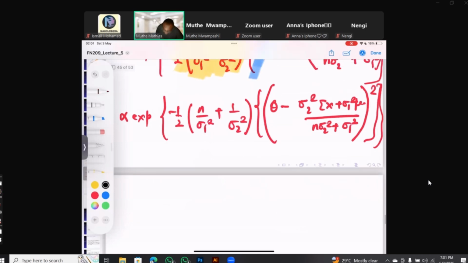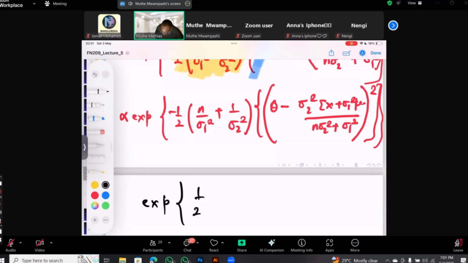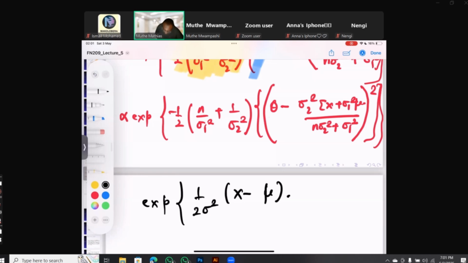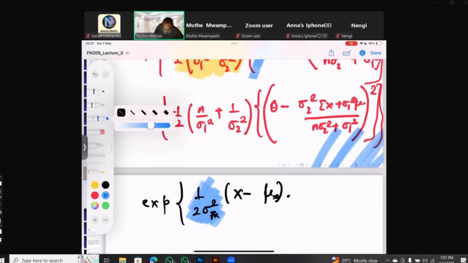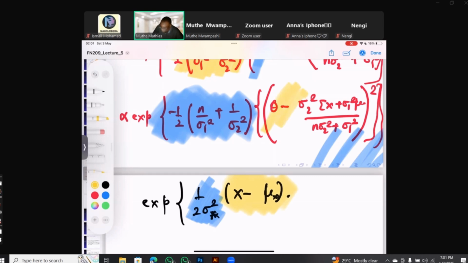So here now we can compare with the normal distribution. I'm going to compare with the exponent 1/2 sigma square and then maybe x minus mu. Maybe to differentiate, I'm going to note this one here by star, this one here by star. And this part here aligns with this part, and this part here aligns with this part. Okay. What is happening with this part here?